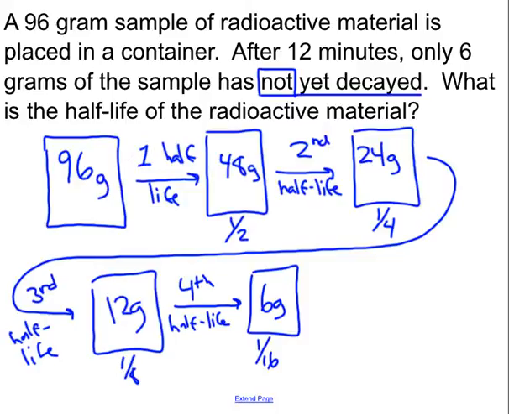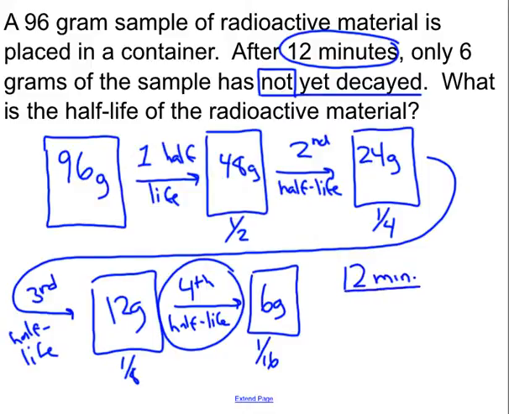We want to know what time it is for just one half-life. It took us 12 minutes, and we figured out that it was 4 half-lives. So here's the math. 12 minutes for 4 half-lives. This is the math that's going to tell us 3 minutes half-life. That's our answer, because it's always going to be the same amount of time per half-life.